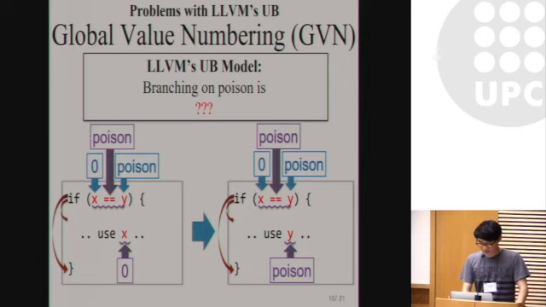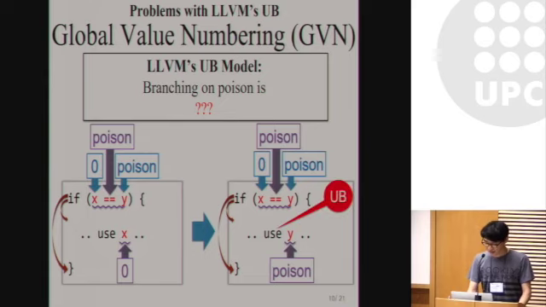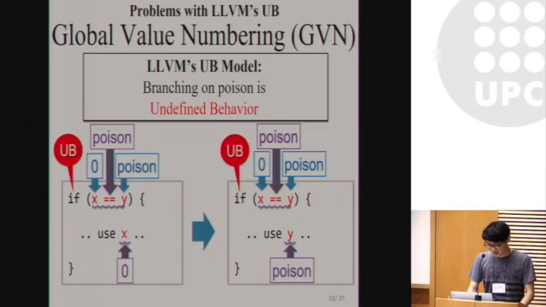When the source program enters the if branch, it uses 0 from x. However, when the target enters the if branch, it uses poison from y for the same use because x is replaced by y. In this case, it is possible that the use of poison in the target may raise undefined behavior, but the use of 0 in the source may not raise any undefined behavior, which makes this optimization invalid. Therefore, to validate this optimization, we should define branching on poison as undefined behavior. This semantics makes both the source and target programs raise undefined behavior at branching on poison, and thus GVN is validated.